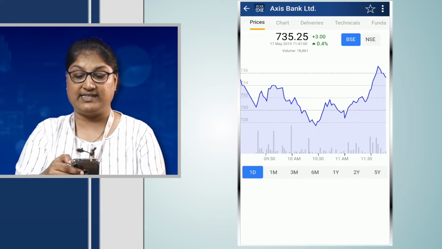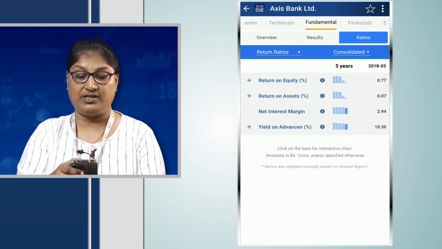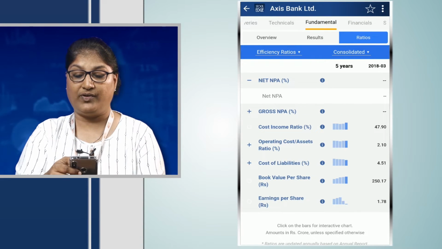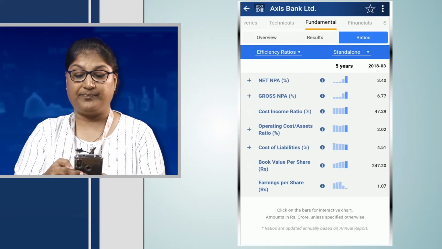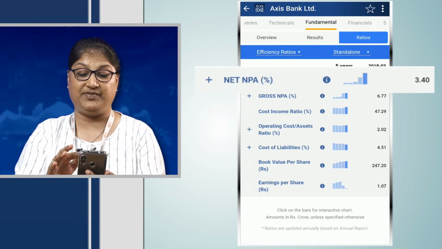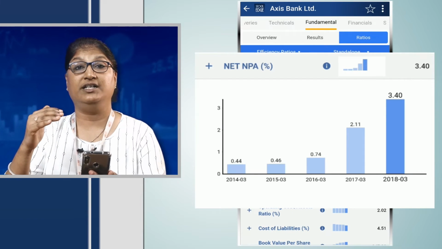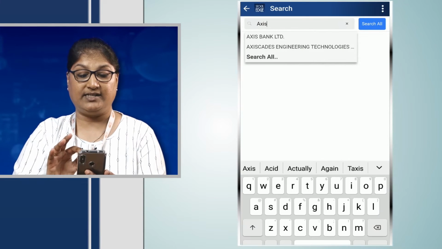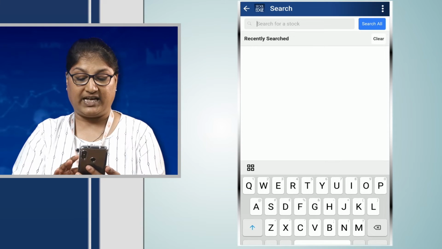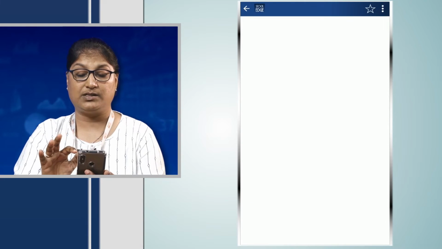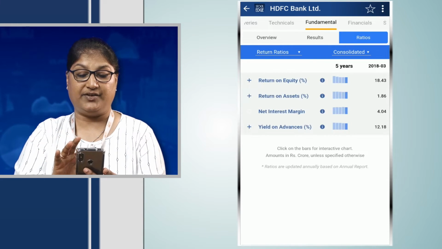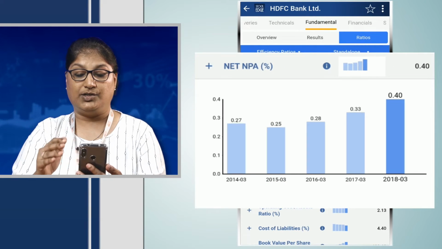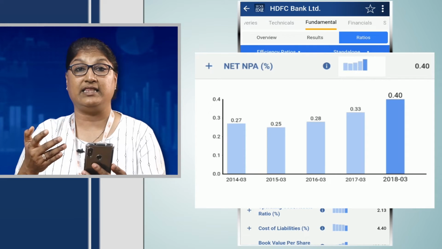So when we check Axis Bank and go into the ratio section, under the efficiency ratios, we see the net NPA of Axis Bank, which is 3.40, and as we can see in the charts, it's growing. Earlier it was 2.11 and now it is 3.40. Next, let us check out HDFC Bank. So, HDFC Bank under the efficiency ratios has a net NPA of 0.40, which is lesser than Axis Bank.